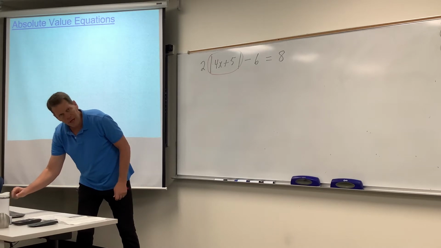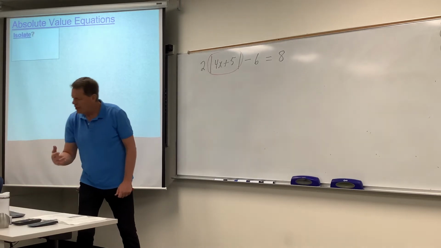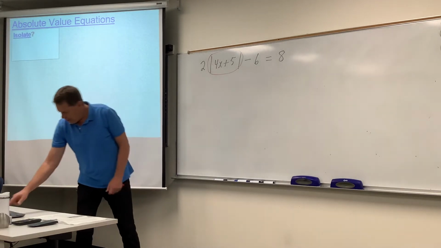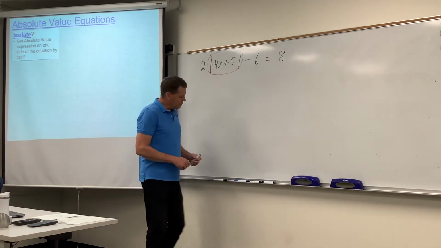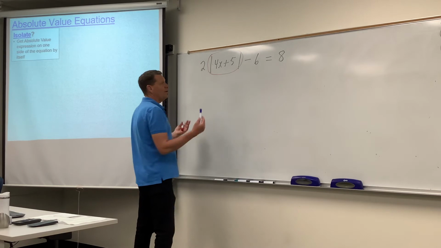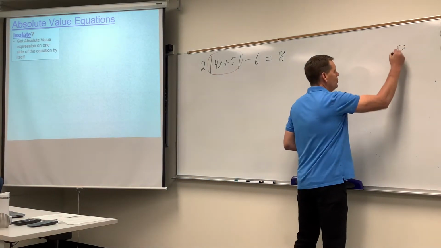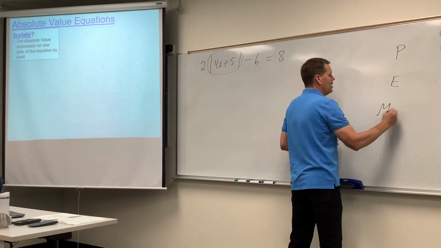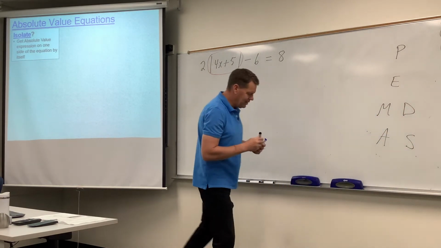Again, if you look at the notes that were uploaded, the PowerPoint slides, you will find this particular slide already filled in. So we're going to talk about isolating the absolute value. We want to get that absolute value expression by itself on one side of the equation. So, just like any other discussion of isolating, whereby we use the order of operations to do that, parentheses, exponents, multiply, divide, add, subtract, that's how you isolate an entity.